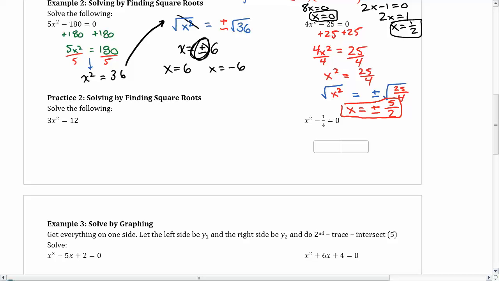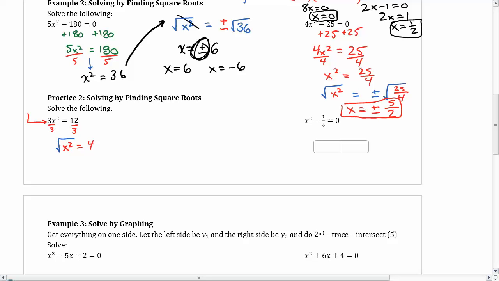So the first thing that you want to do for this kind is not to set it equal to 0, that's for factoring, but to get the x squared by itself on one side. We're actually only one step away in this practice problem. It's already 3x squared on the right hand side. We just need to get rid of the 3 by dividing both sides by 3. So we're going to have x squared equals 4.